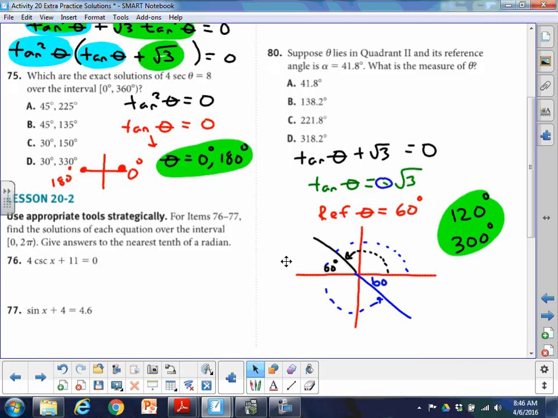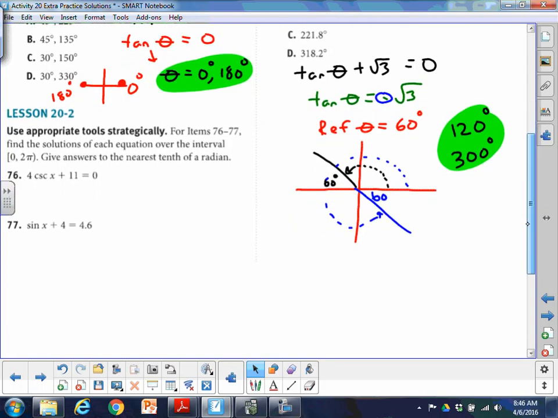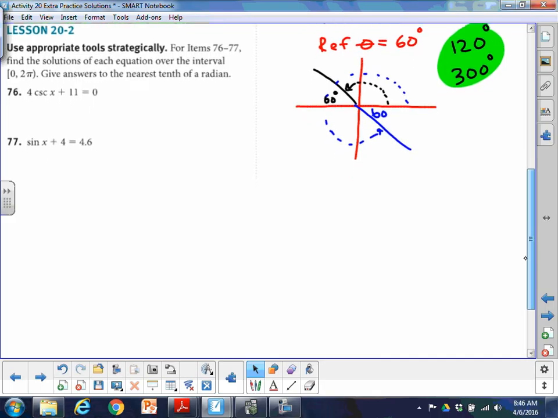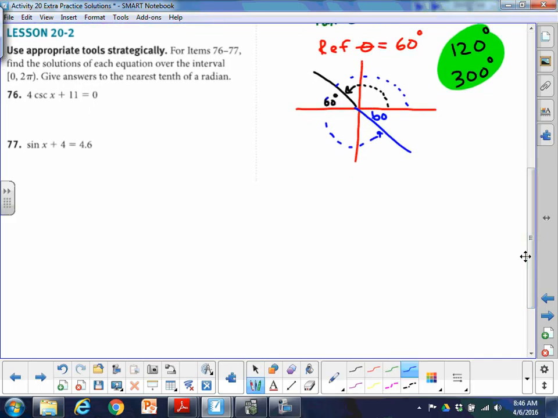Okay. All right, and let's do one of the ones from the second part of the section. Why don't we do number 76? So let's do a little algebra on that. Let's subtract the 11. 4 cosecant of x equals negative 11. Divide by the 4. Okay, so always do algebra first.